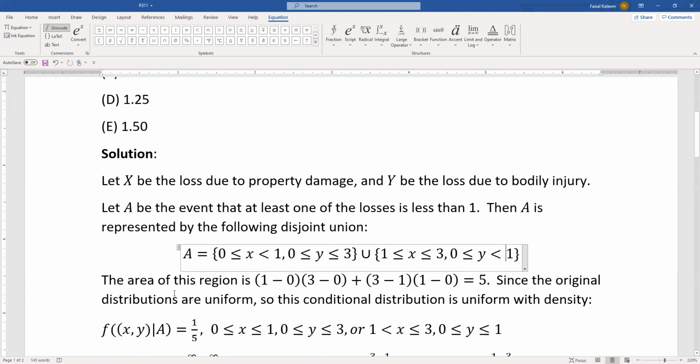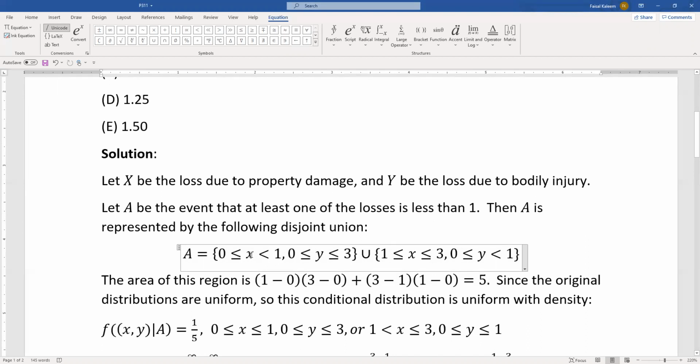Now, for the area of this region, remember, the original distributions are uniform for both X and Y, and we can see that this distribution is also uniform. So when two variables are involved, you need to know the area of the region, and if the distribution is uniform, then the joint PDF is simply 1 divided by area. In case of one variable, we know it's 1 divided by length of the interval. In case of two variables, it's 1 divided by area of the region. So that's why we want to know the area of this region.